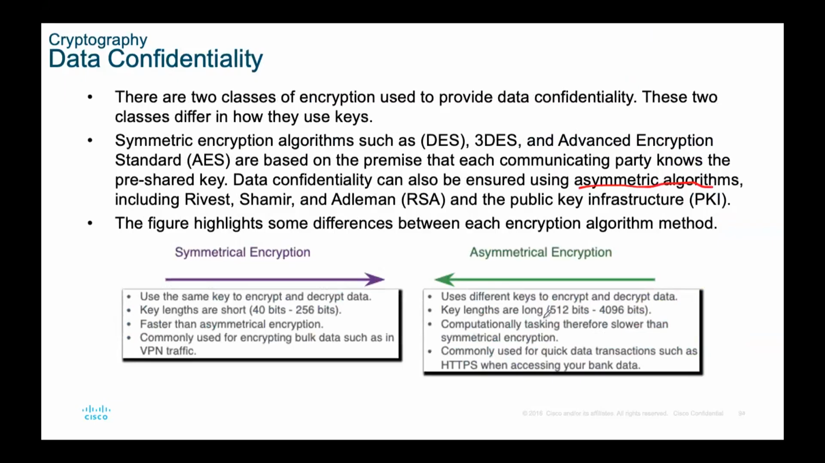Symmetric algorithms are faster than asymmetric algorithms and commonly used for encrypting bulk data such as in VPN traffic. Asymmetric algorithms are computationally taxing and therefore slower than symmetric encryption. They are commonly used for quick data transactions such as HTTPS when accessing your bank data.